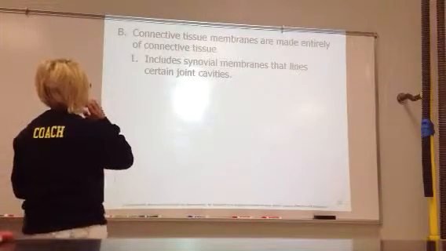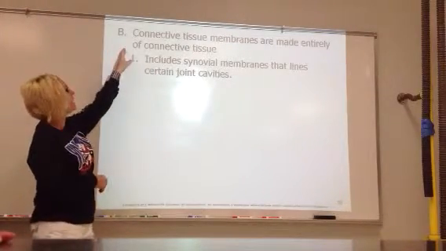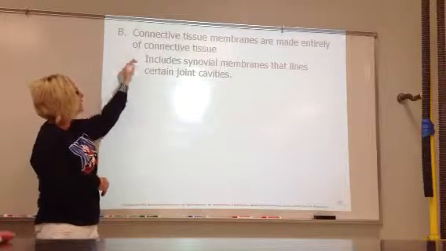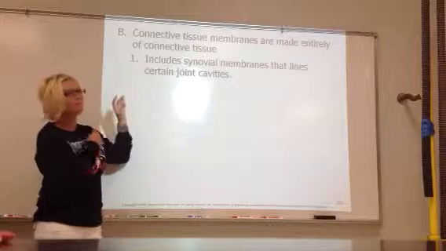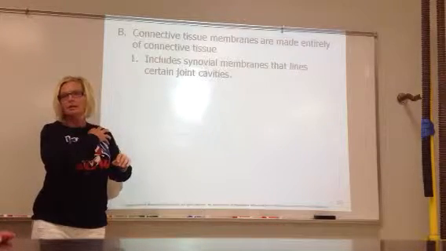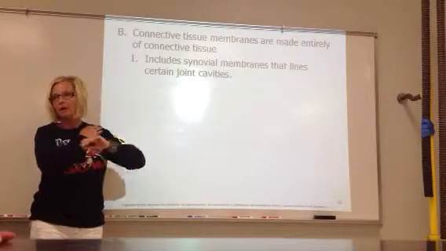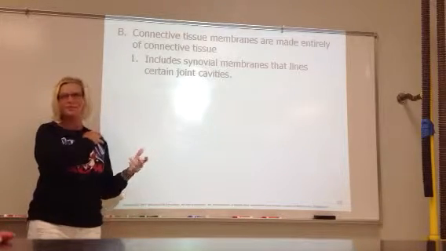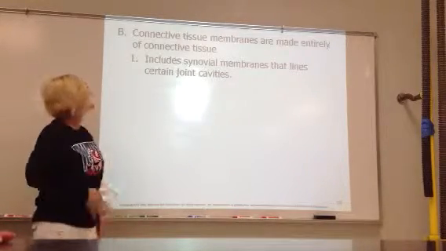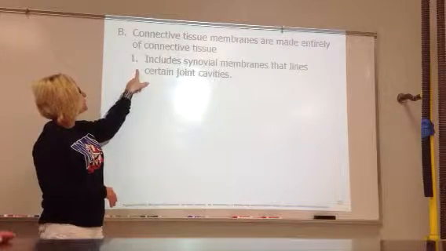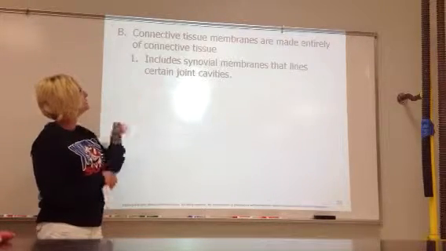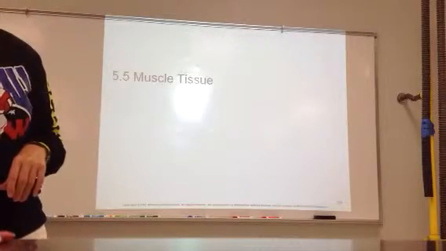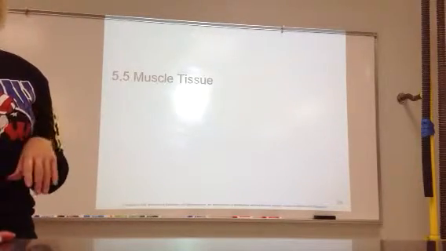Connective tissue membranes are made up entirely of connective tissue, no epithelial at all. Basically these are going to be found in your joints, especially your ball and socket joints, and most of your joints. Shoulders, knees, hips. So basically they're going to line your joint cavities. And that's all with the membranes.